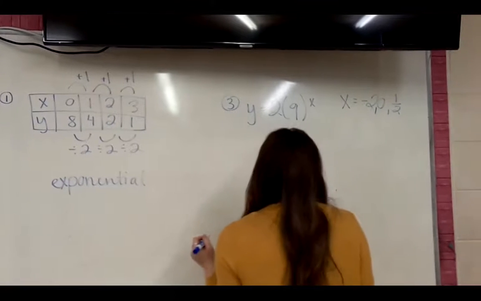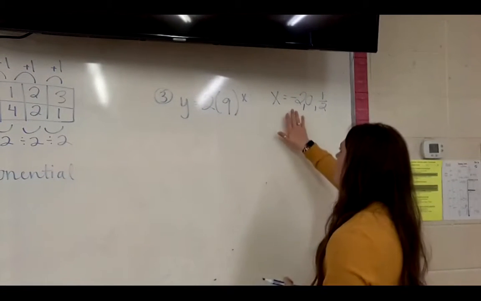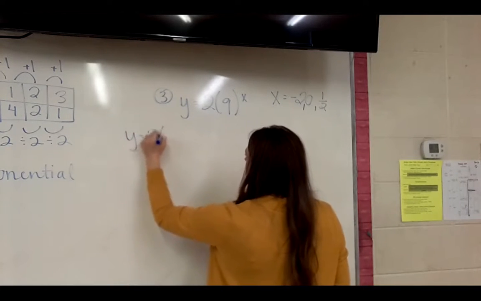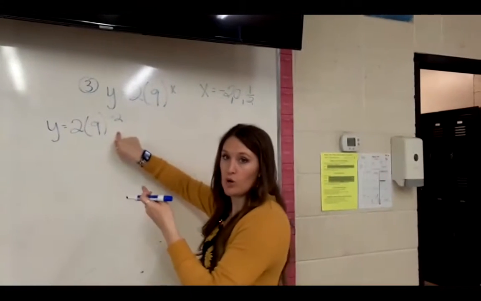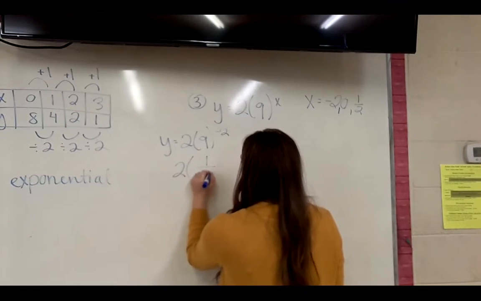Okay, on the other one, we are just evaluating y equals 2 times 9 to the x power for when x is negative 2, 0, and 1/2. So the first one is negative 2. We know when something's to a negative exponent, it's 1 over that number. So I have 2 times 1 over 9 squared.